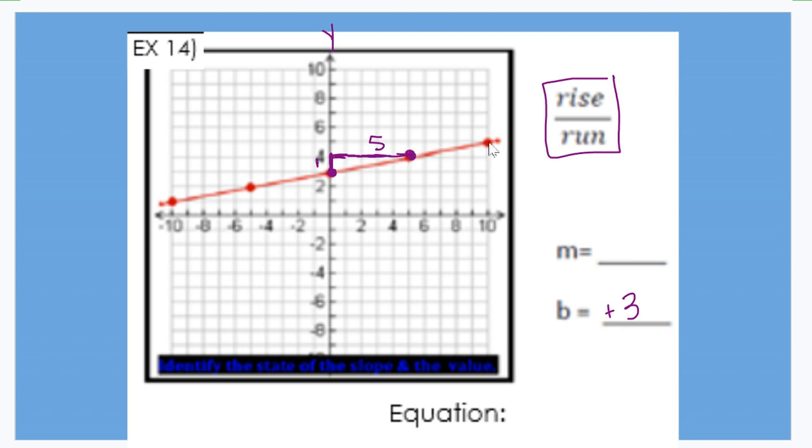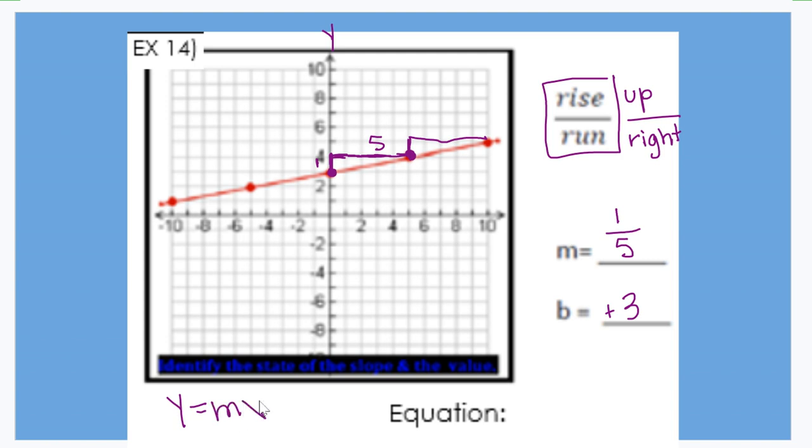Let's check it and do one more to make sure. Up 1, right 1, 2, 3, 4, 5, and it works. So rise 1, run 5. You always have to put your up on top, how many you went up, and how many you went to the right on the bottom. Okay? Okay, let's write our equation.